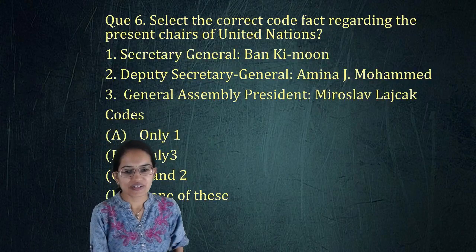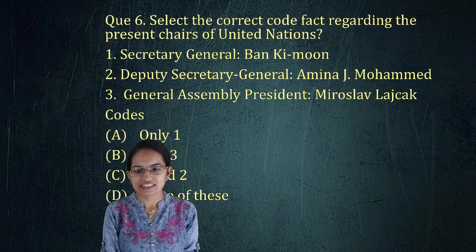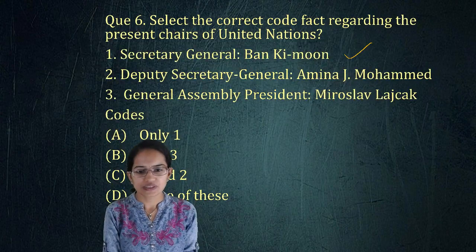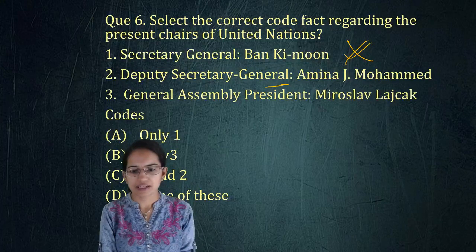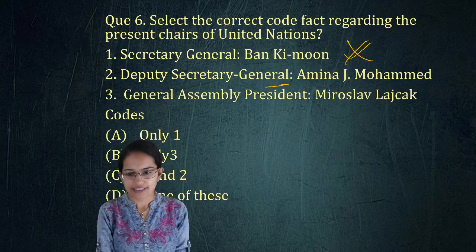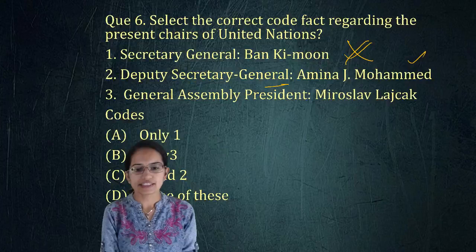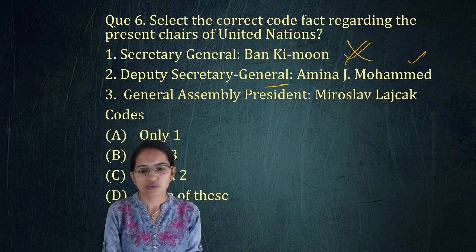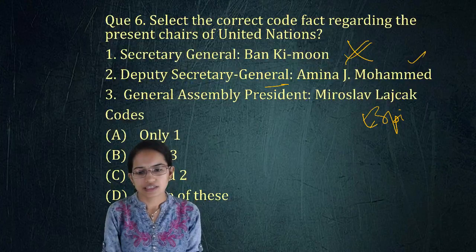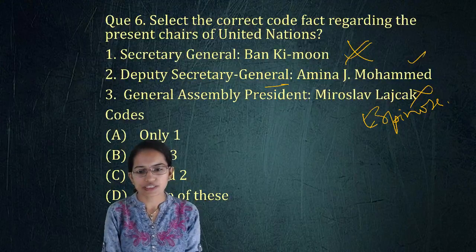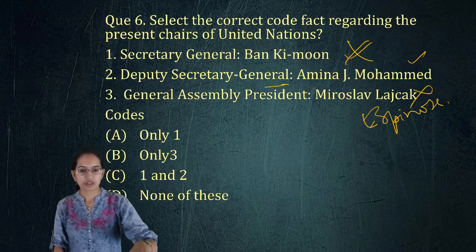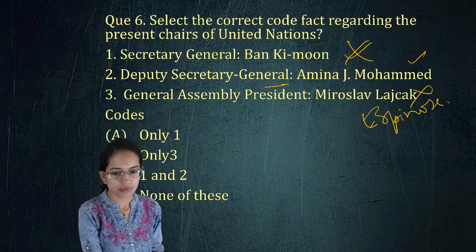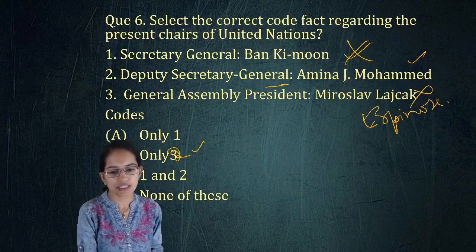Yeah. So Secretary General is Antonio Guterres. So this becomes the incorrect option. Deputy Secretary General is Amina Mohammed. So that's the right option. And then General Assembly President is Espinosa. So Espinosa is the right answer. So two of the choices are incorrect here. I forgot to change the choice here, so it would be only 2. So only 2 would be the right answer here.